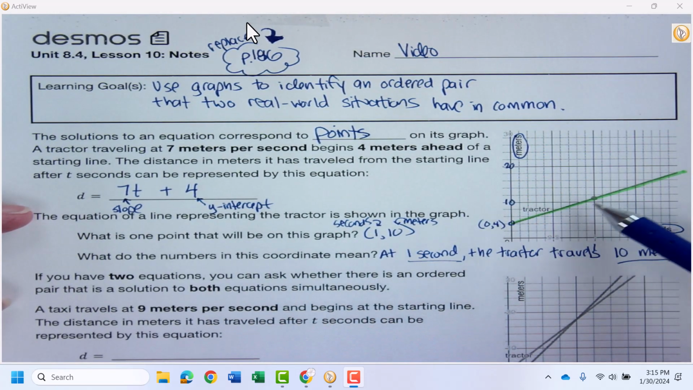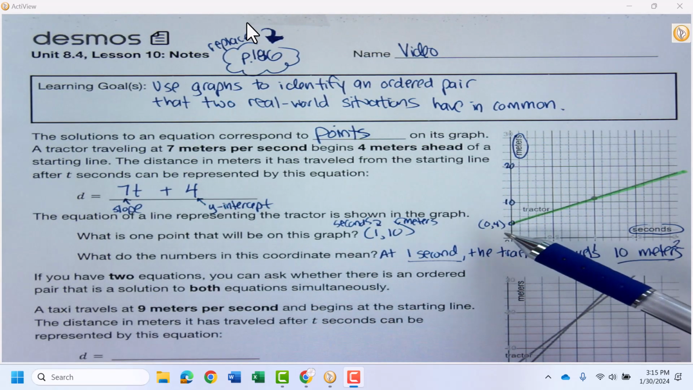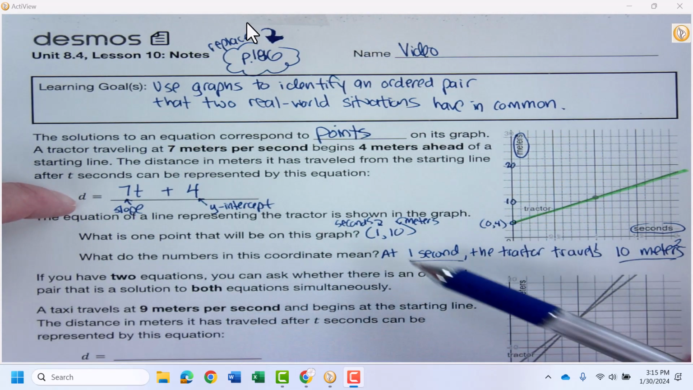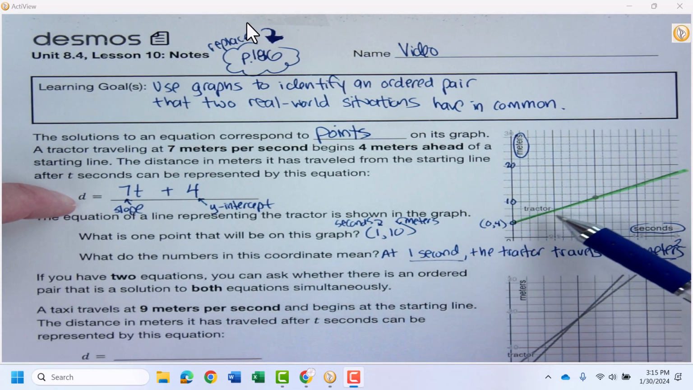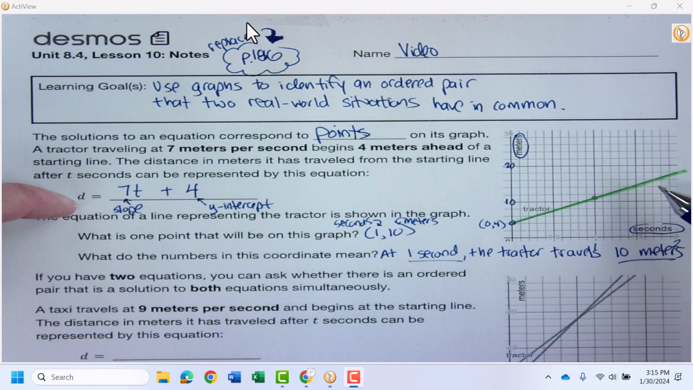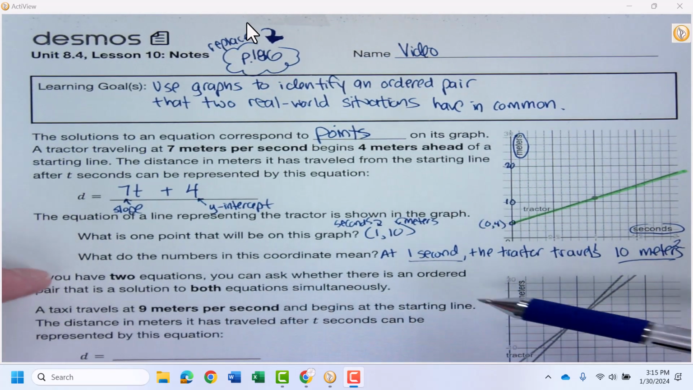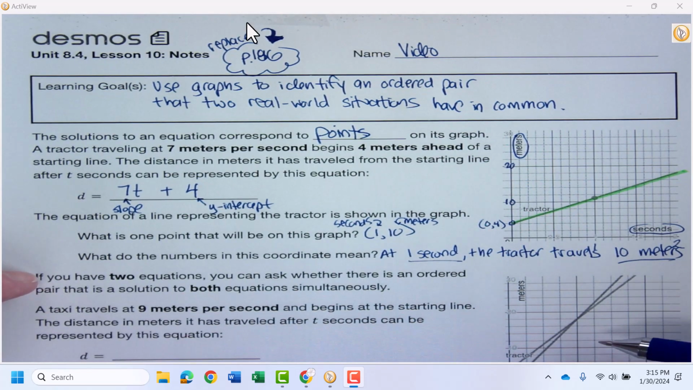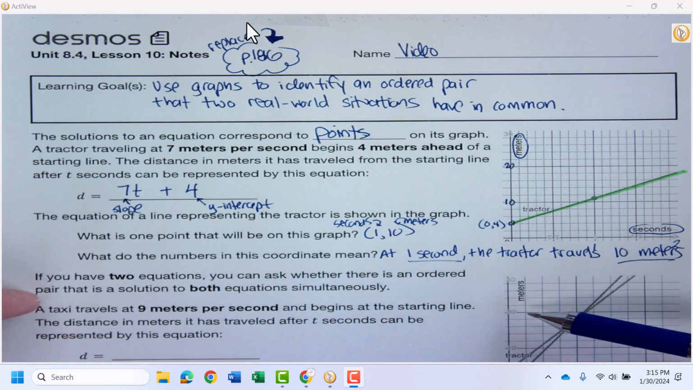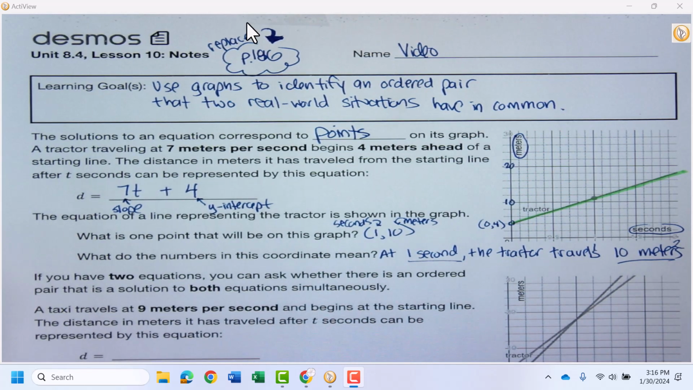There's an infinite number of points on this line. We could take the point 0, 4 and substitute it into this equation, and it'll make the equation true. We could take the point 1, 10, or any other point anywhere on this line, and it would be a solution. What we're looking for in the second half of Unit 4 is what happens when I have two equations. If you have two equations, you can ask whether there is an ordered pair that's a solution to both equations simultaneously. So a point that sits on this tractor line and on this taxi line.